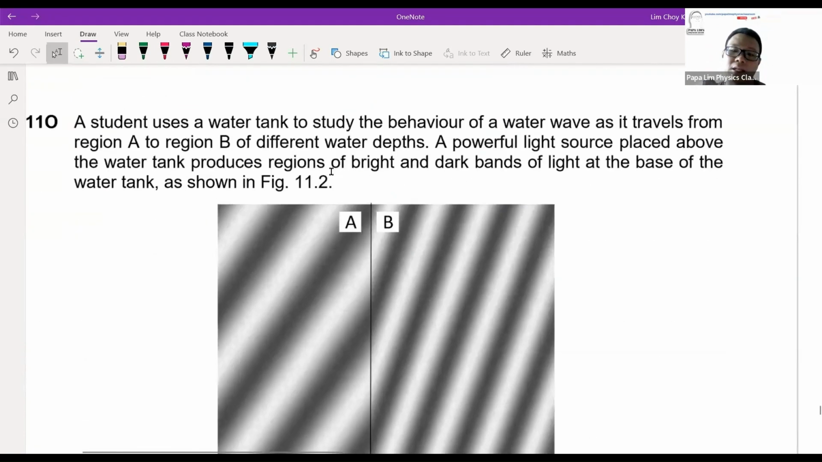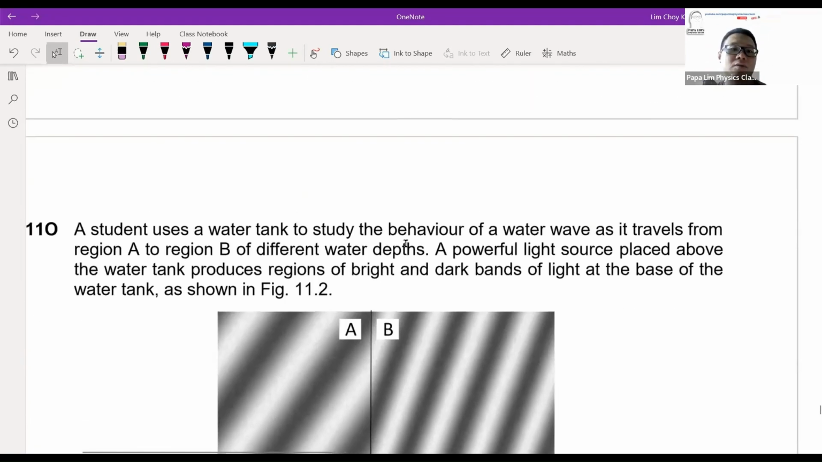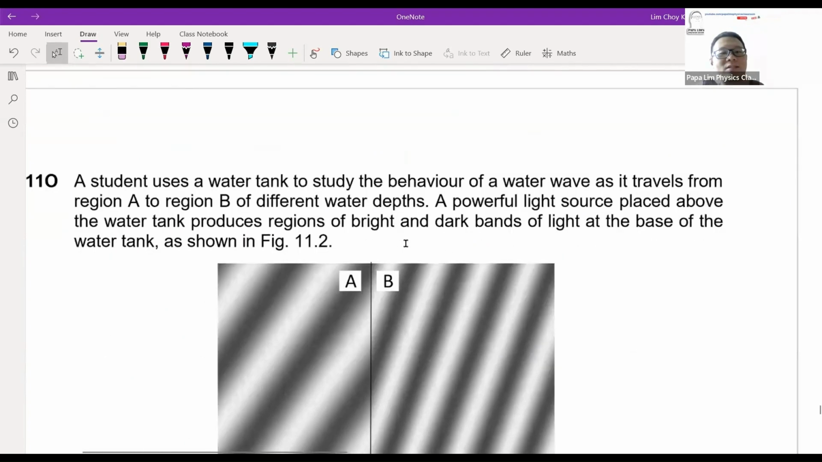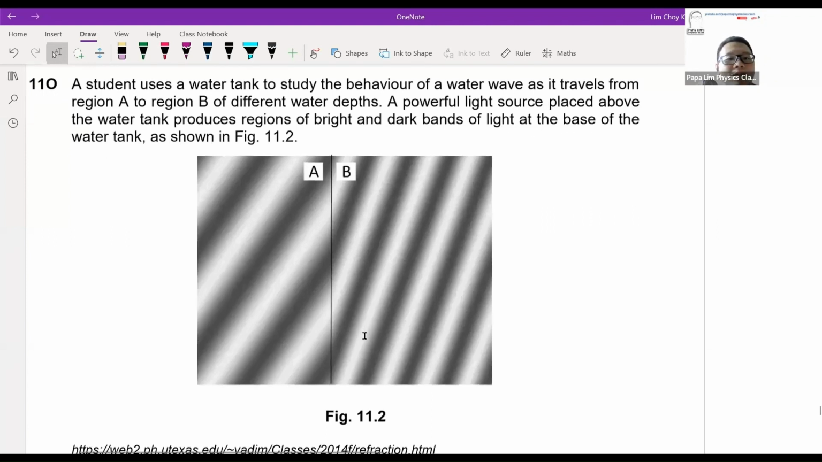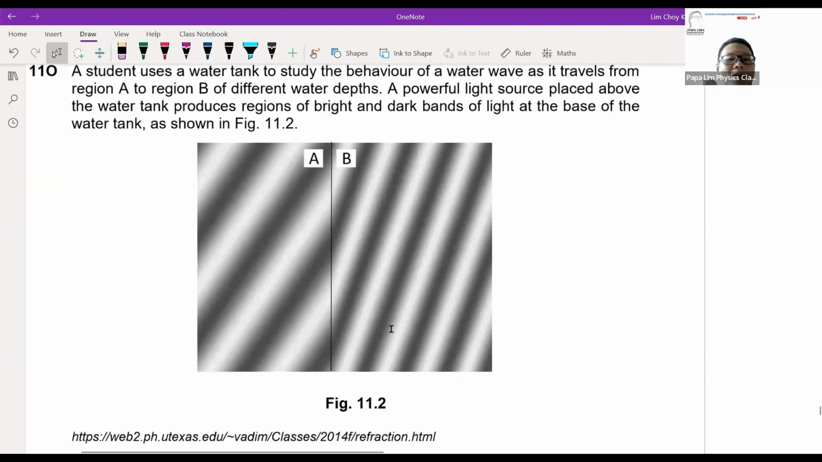Now for 11(a), it's an interesting question. It's rare to see ripples represented in this manner, with bright and dark bands. It's been some time since I've seen this. One thing to take note of is that this is your crest, and this will be your trough.